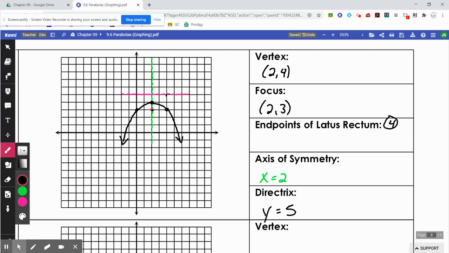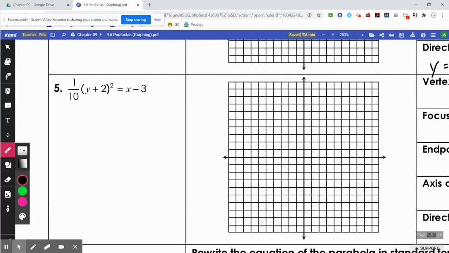And again, we can plug in x and y values to find other points on that parabola. But the endpoints of that latus rectum are going to be located 2 to the left and 2 to the right of my focus. So that's going to be at (0, 3) and at (4, 3).